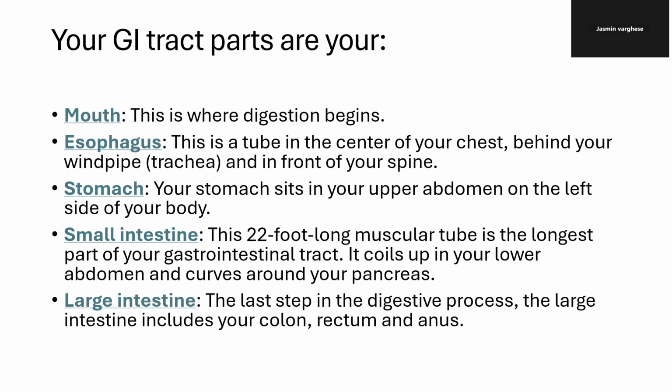Then small intestine. This is a 22-foot long muscular tube, and it is the longest part of your gastrointestinal tract. It coils up in your lower abdomen and curves around your pancreas. Then large intestine. The last step in the digestive process takes place in the large intestine. The large intestine includes your colon, rectum, and anus.